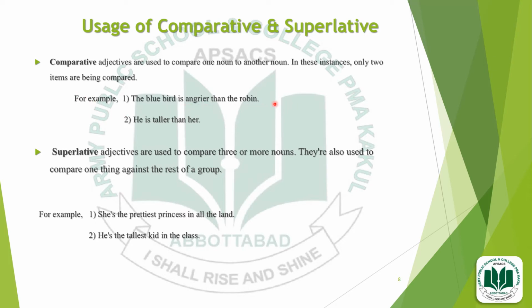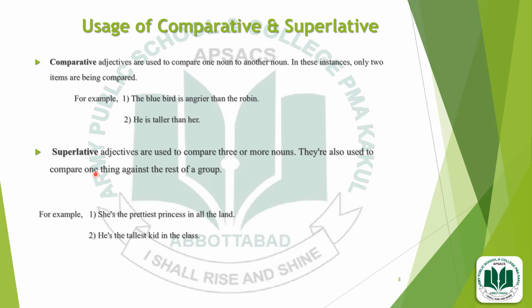In these instances, only two items are being compared. When two items are being compared, we will use comparative adjectives. Example: the bluebird is angrier than the robin. He is taller than her.